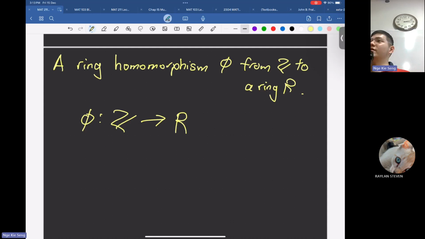So that means what? You need to send the 1 inside your Z to the 1 inside the ring R. So you need to send the 1 in the integers to the multiplicative identity in the ring. And then this pretty much defines everything. Why? Z is cyclic. It's a cyclic group. It is generated by 1.